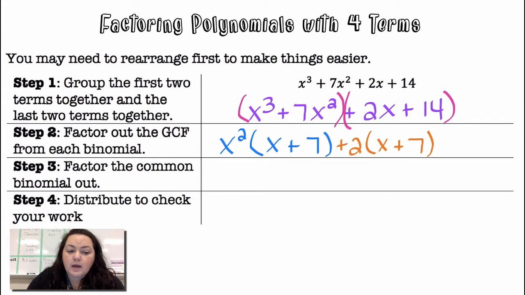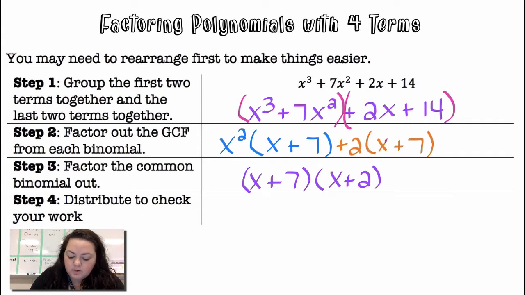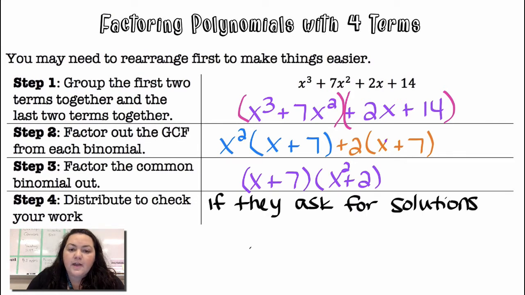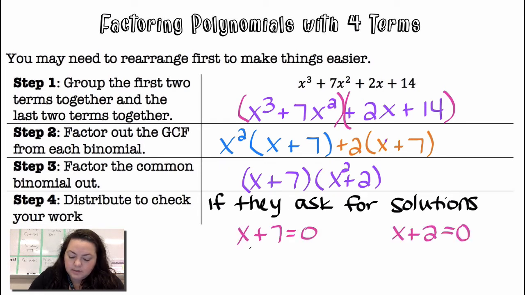So you're going to factor out that common binomial, so x plus 7, and that leaves you with x squared plus 2. Whoops, forgot my squared. x squared plus 2. So if they ask for the solutions, then you would set each thing equal to 0. And this was x squared again. So then you would solve for x.